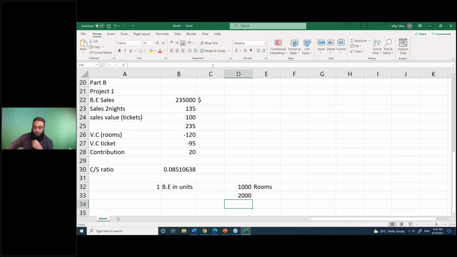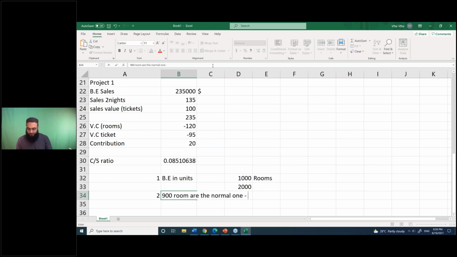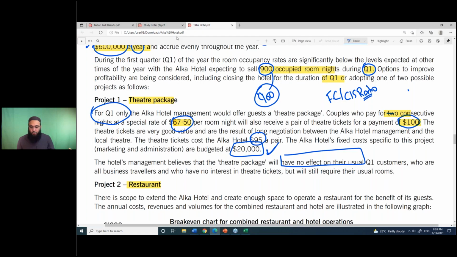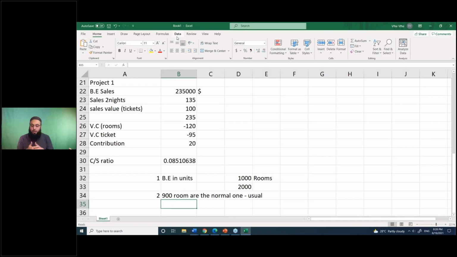Now the interesting part is 900 rooms are the normal ones. Okay, the usual ones which you cannot touch, because you know your 900 rooms are already occupied, and you altogether need 2,000 here for 2 nights, right? 900 are already occupied.